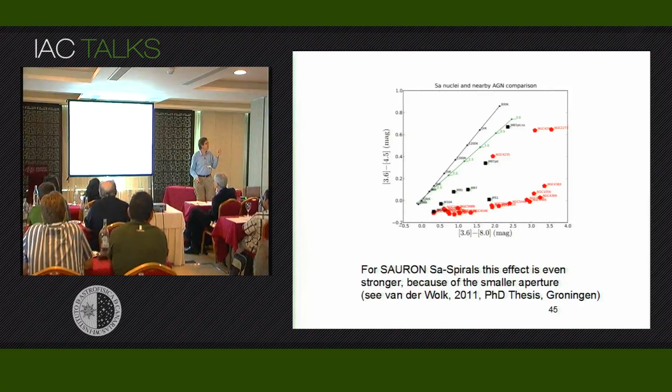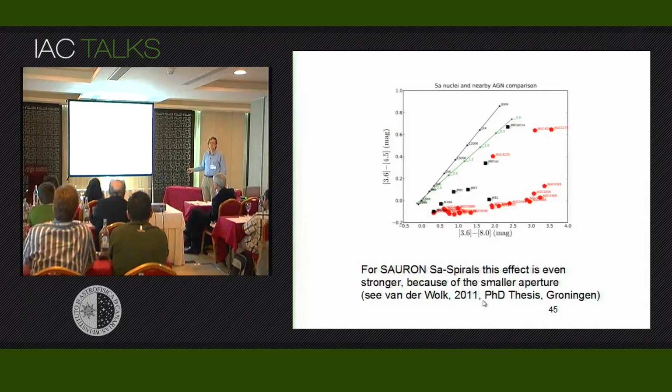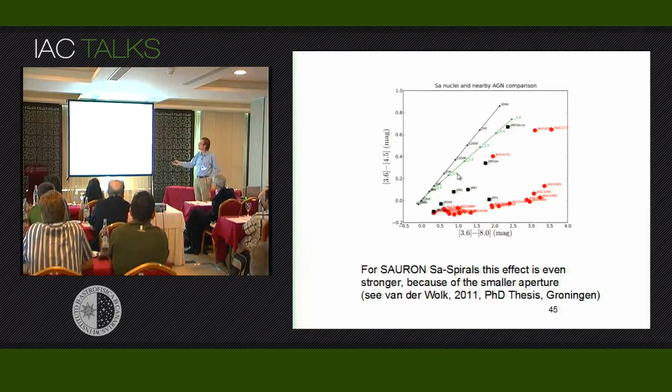So, taking again the AGN, let's go to the sample of spirals. I think there was a question the first day about whether you noticed the AGN in Spitzer colors. So this is from the thesis of Guido van der Wolk, who presented the thesis 2 weeks ago in Groningen with me. It's not published yet, but you can get it online. The red symbols are the SAURON sample of the 24 SAs. And this is 3.6 minus 8 versus 3.6 minus 4.5. So just pay attention to this color.